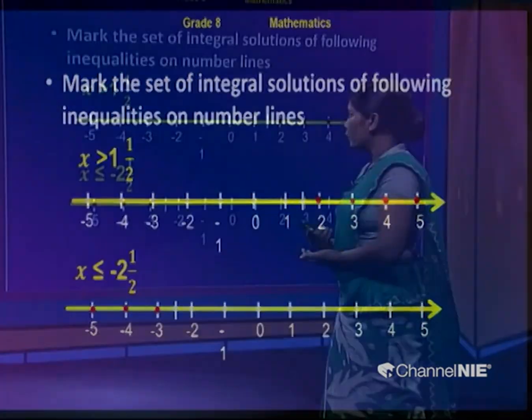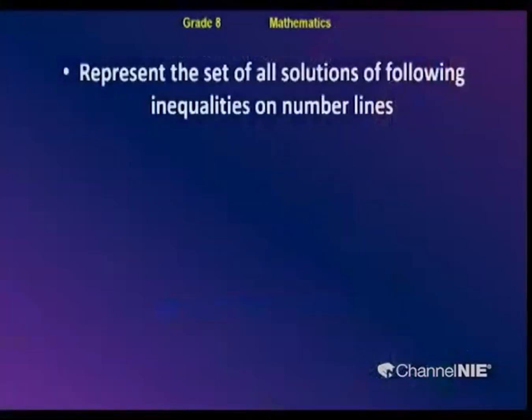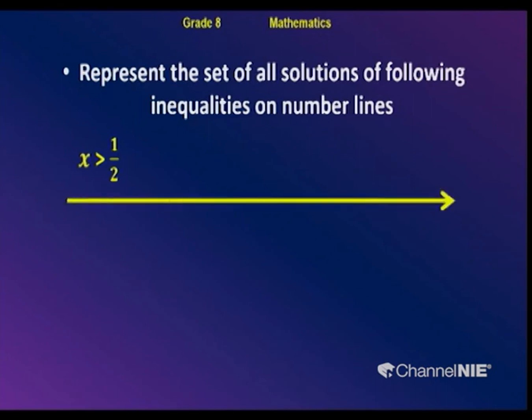Then next, move to the other slide. Represent the set of solutions of the following inequalities on number lines. X is greater than half. There is a number line. Now you have to represent the set of all solutions. That means you have to use the dark line. X is greater than half, then mark half and you can mark like this.